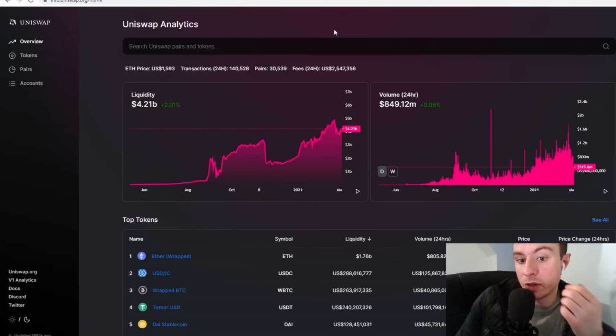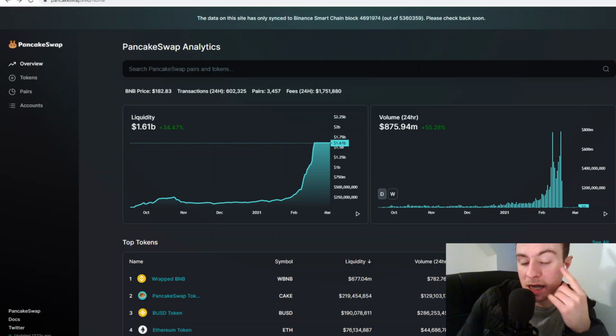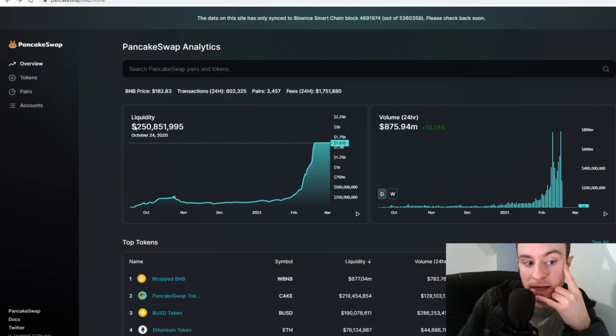So the volume of Uniswap is currently 849 million, and the volume in PancakeSwap is 875 million. So not a significant difference. I think there's more liquidity on Uniswap than there is on PancakeSwap. However, this may change over time.